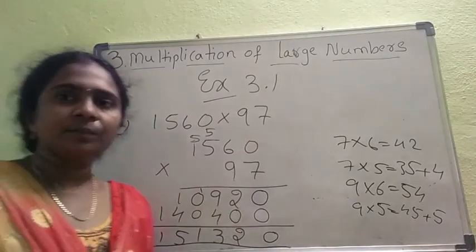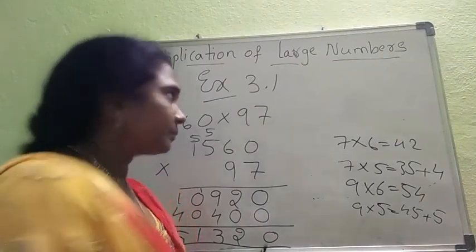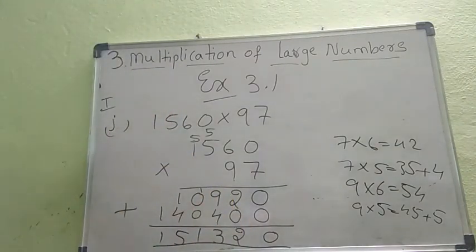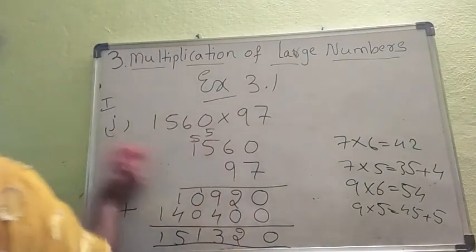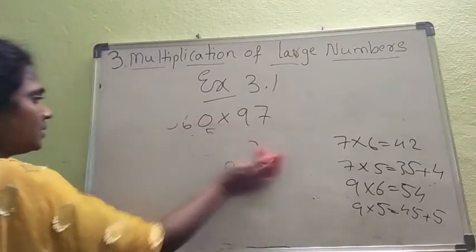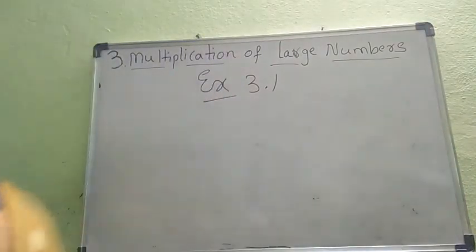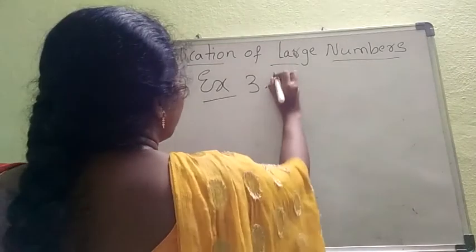I explained this sum. So the remaining bits you should do in your homework book, right? Only one bit is there in exercise 3.1, right? Next, exercise 3.2.